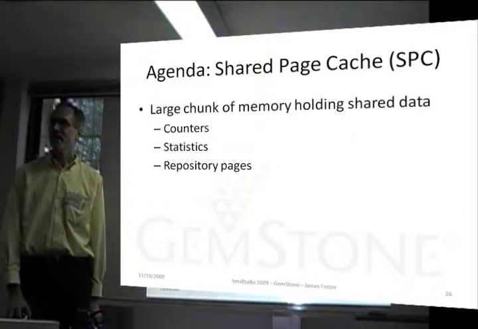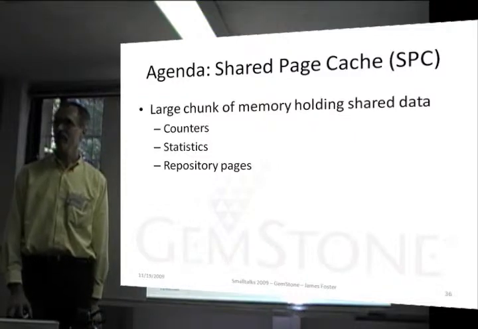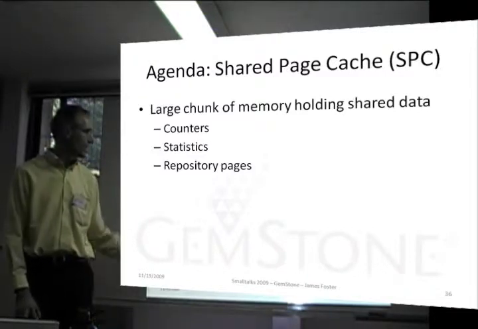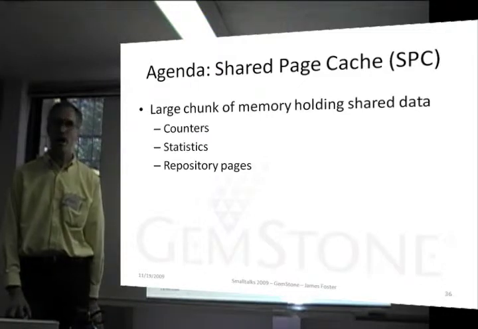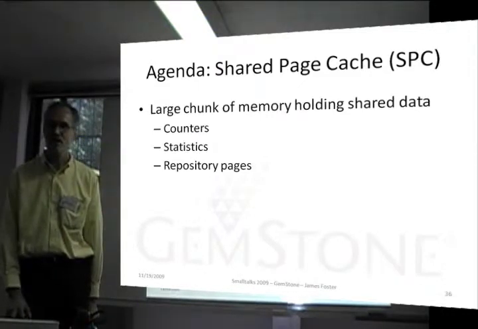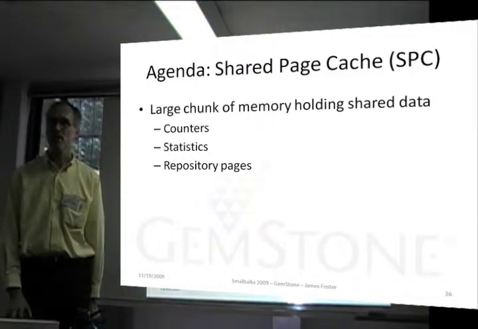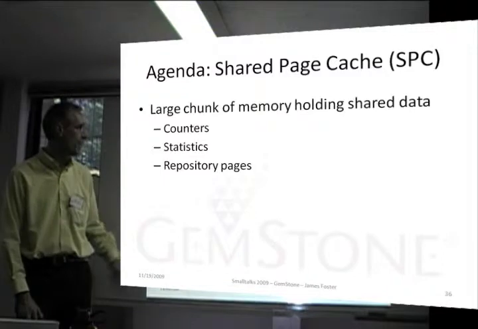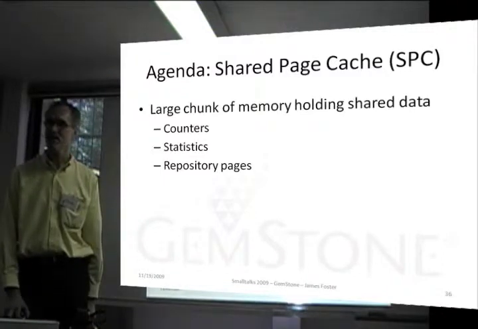Counters: there are counters available, so multiple sessions can see a number that's simply stored in the shared page cache. Statistics: each process writes information about itself into the shared page cache. And then, of course, repository pages. We read from the disk into shared memory. That's where we get the data.